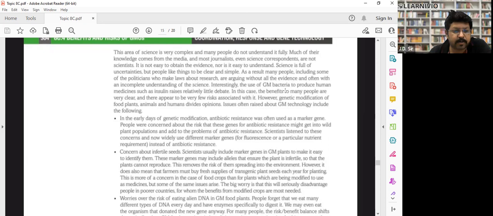Interestingly, the use of GM bacteria to produce human medicines such as insulin raises relatively little debate. In this case the benefit to many people is very clear, and there appear to be very few risks associated with it. However, genetic modification of food, plants, animals, and humans divides opinion. Issues are often raised about GM technology, including the following.